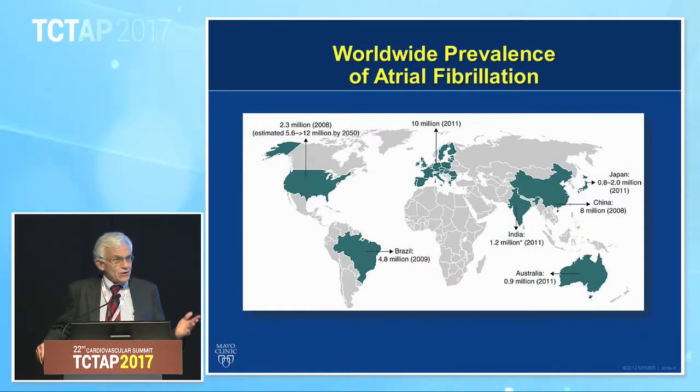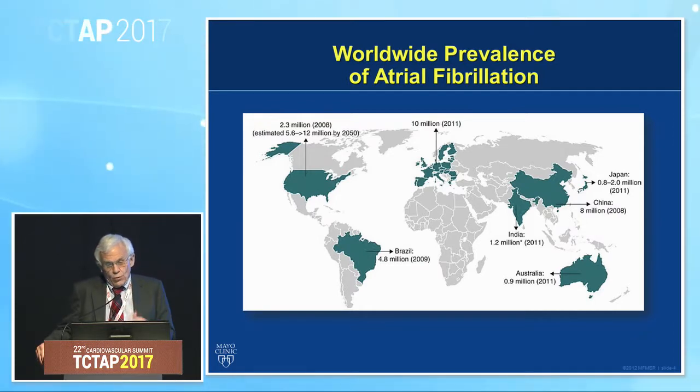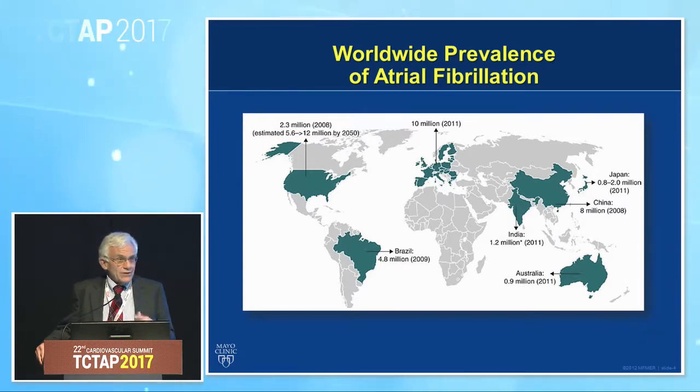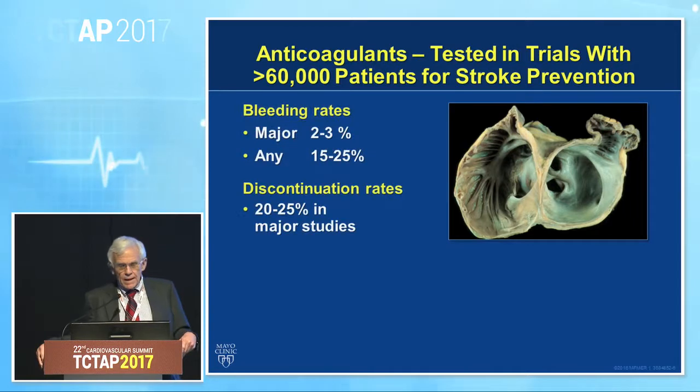Is it an issue? It's an issue no matter where you live. This is the worldwide prevalence, at least what has been published, the information that's available. You can see that around the world there are pockets of populations that have increased frequency of atrial fibrillation. The rest of the world, we just haven't measured it, because they're no different than anybody else. Atrial fibrillation is a global problem.